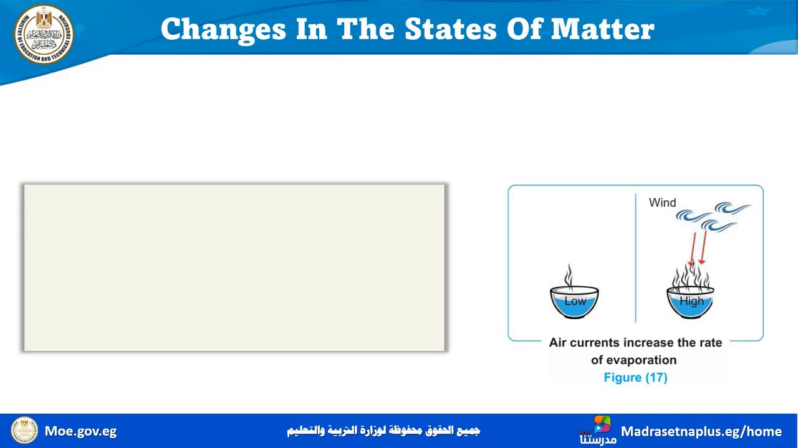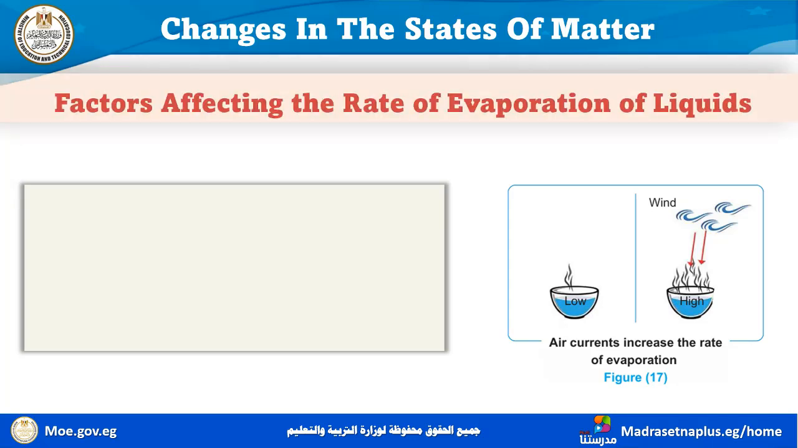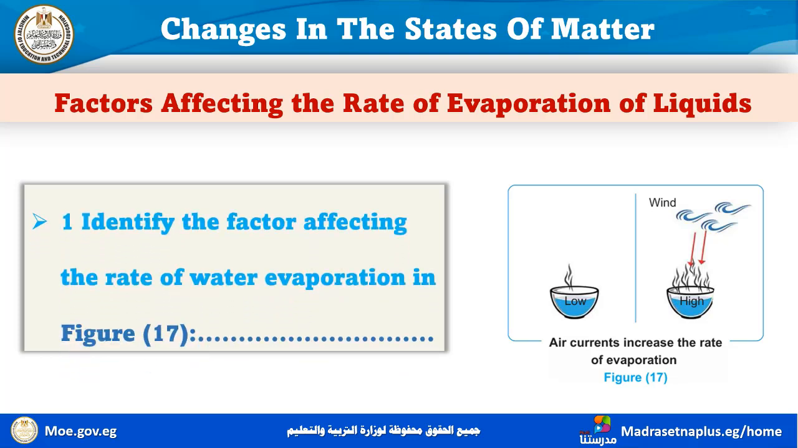We still try to explain the factors affecting the rate of evaporation of liquids, and from this slide we will conclude the fourth factor that affects the rate of water evaporation. In this figure we have two bowls. The bowl at the left side has a low rate of evaporation, while the bowl at the right side has a high rate of evaporation.